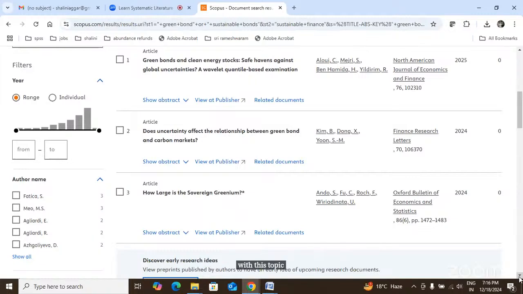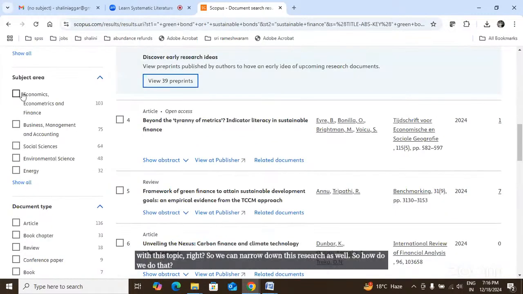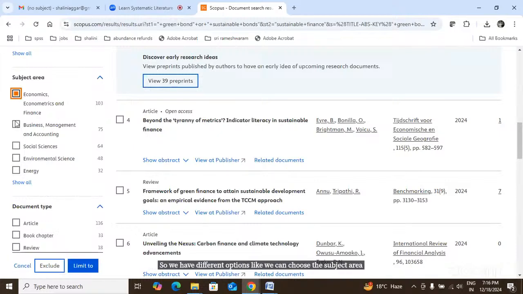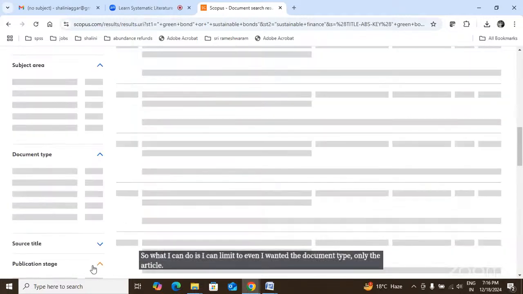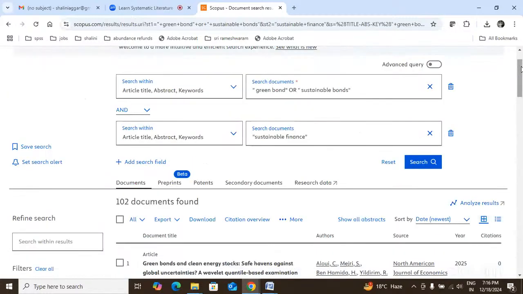So we can narrow down this research as well. How do we do that? We have different options, like we can choose the subject area. So let's say I want only business management as the subject area. I can limit to it, and I also want the document type to be only article, so limit to. Let's see how many papers we have now. You can see we have only 102 documents, right?